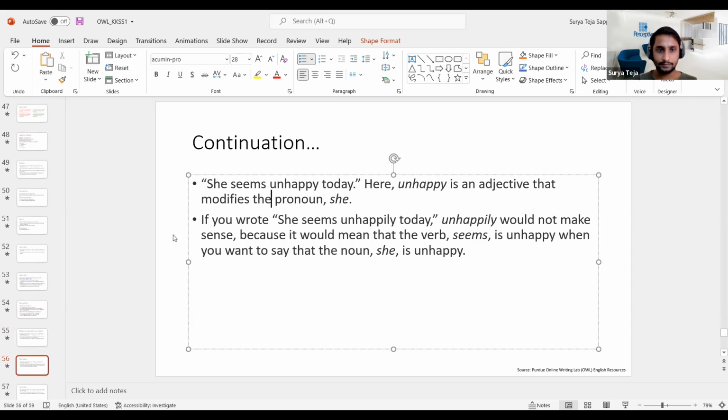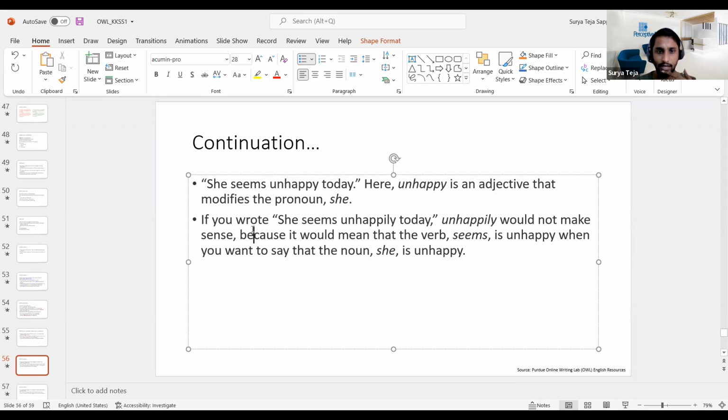If you see here, she seems unhappy today. Here we are talking about how this person is, the condition of that person in that particular situation. Here unhappy is an adjective because it is giving more sense of the noun, how that person is on that particular day. Here she is a pronoun, so unhappy is modifying this person. We are talking about the person. We are not necessarily talking about the verb, how she is seeming. We are not talking about that action.